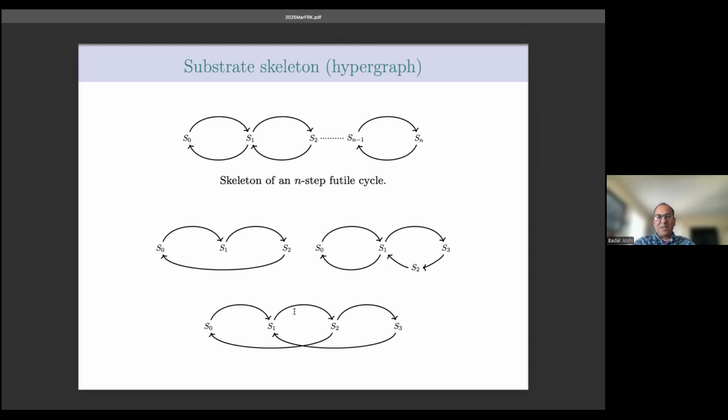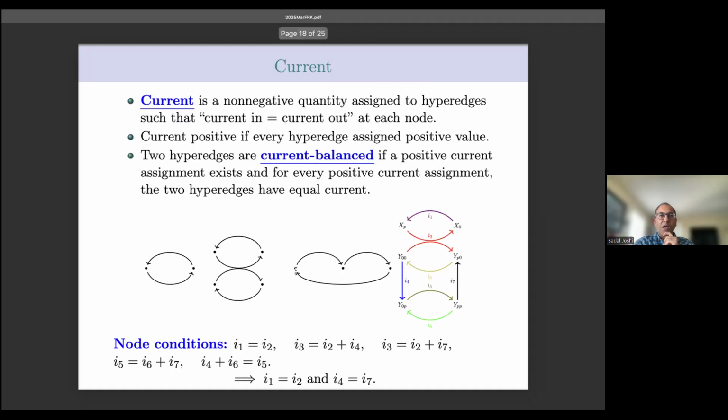I might even have some kind of a complicated thing where I go from S0 to S1 to S2 to S3, but then when I come back, I go from S3 to S1, S2 to S0. So all of these are just examples of skeletons, hypergraph skeletons of different types of these futile cycles and its variations. Okay, so to state the main results, I need to define a couple of things.